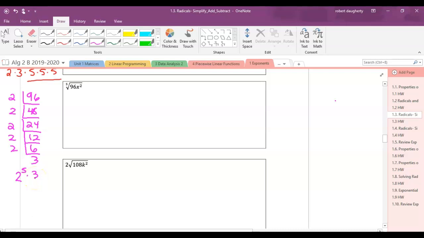Well, I'm in luck because this is the 5th root. So this is the 5th root of 2 to the 5th times x squared times 3. So what's the 5th root of 2 to the 5th? That's 2. And then I'm left with the 5th root of 3x squared.